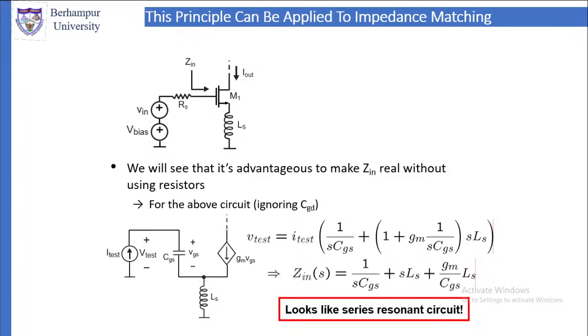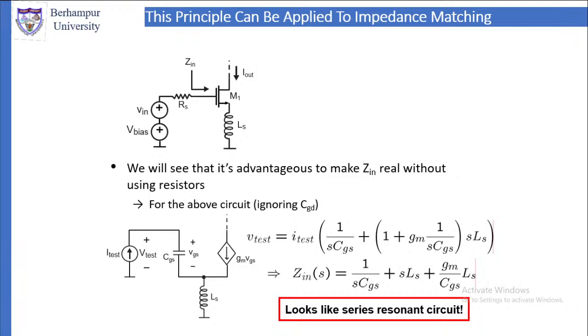So what we will get here is, we will see that it is advantageous to make Zin real without using any resistor, using the principle that we just saw. So we can make Zin real without using any resistor. Zin can be made real. So how to do that? Look at the above circuit.